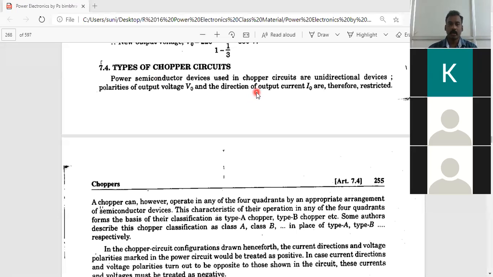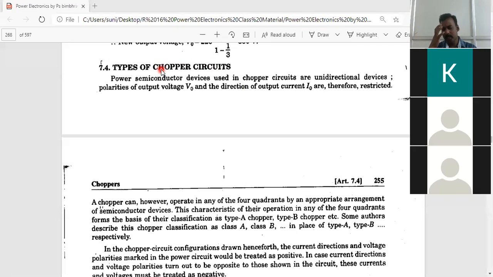Okay, so in the last class, we considered the types of choppers, isn't it? These choppers are classified on the basis of two criteria. The first one is on the basis of output voltage. If the output voltage is higher than the input provided to the chopper circuit, then it is considered a step-up chopper. And if the output voltage is lesser than the input voltage of the chopper, then it is considered a step-down chopper. That is one basic classification of the chopper circuits.